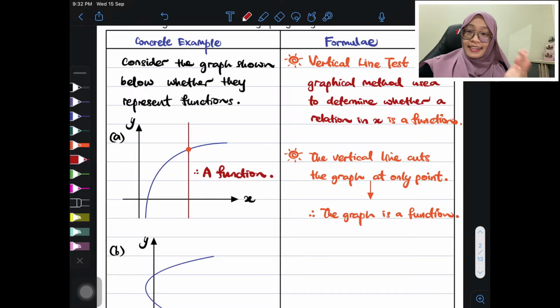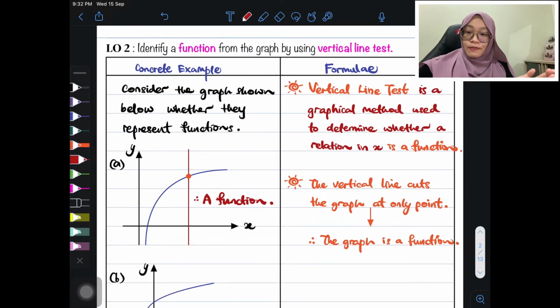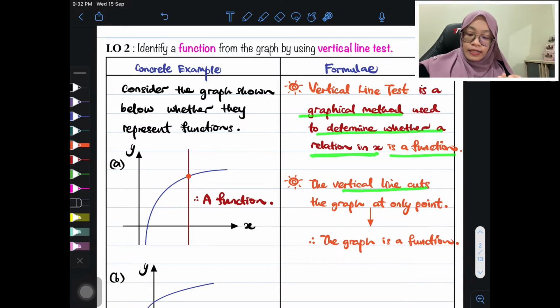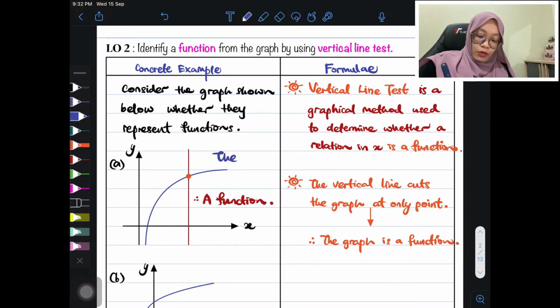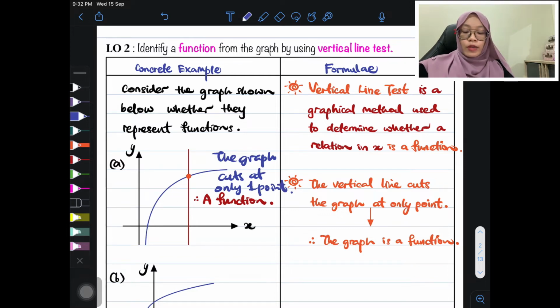This is what a vertical line test is all about. The vertical line test is a graphical method used to determine whether a relation in x is a function. So the vertical line cuts the graph at only one point. That's actually it. This is how you should write it: the graph cuts at only one point. When the graph cuts at only one point, it means the graph is a function.